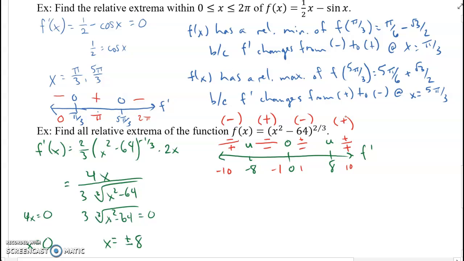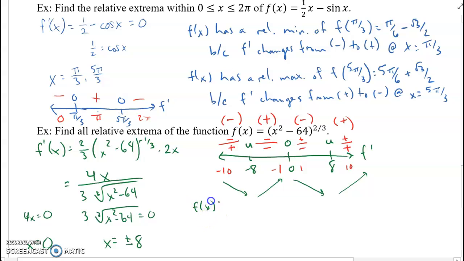So we actually have 3 different places where our function changes from increasing to decreasing or decreasing to increasing. We have 3 different places where the derivative changes signs. So let's determine which one's which. We've got, let's see, decreasing, then increasing, then decreasing, then increasing. So we've got two minimums.